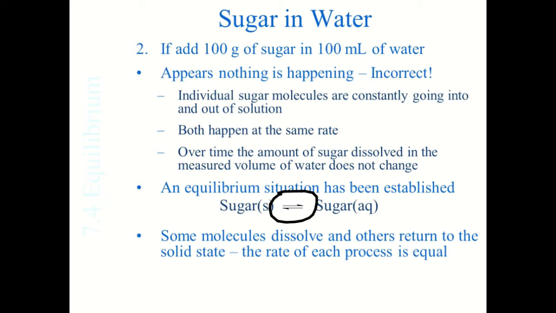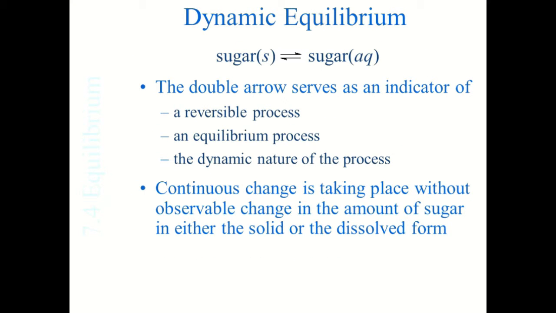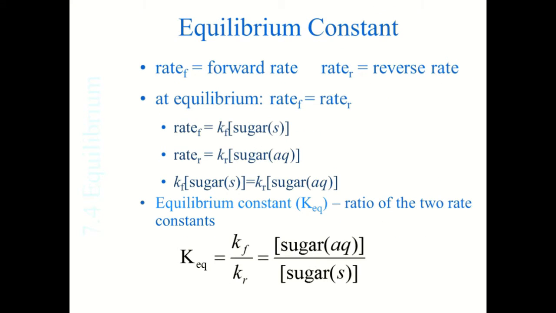Now, equilibrium is shown by the double arrow. The double arrow represents an equilibrium. That's how we always represent it.